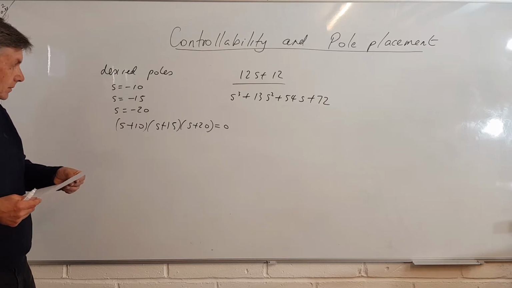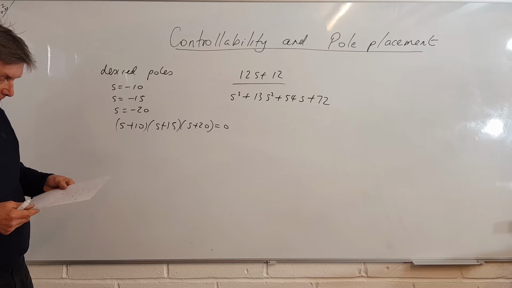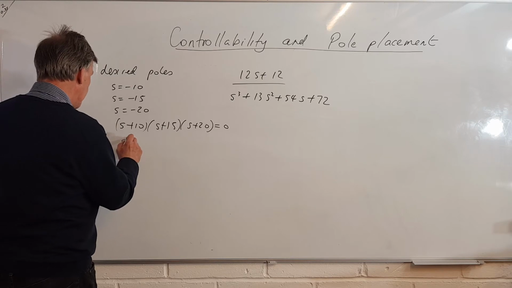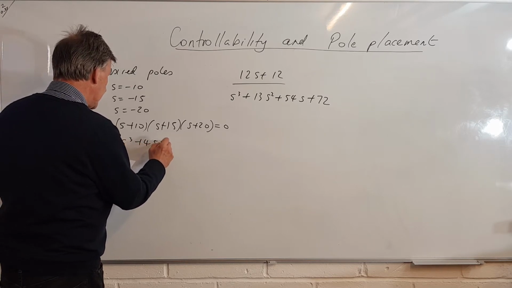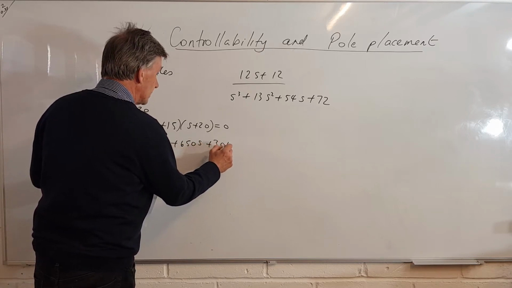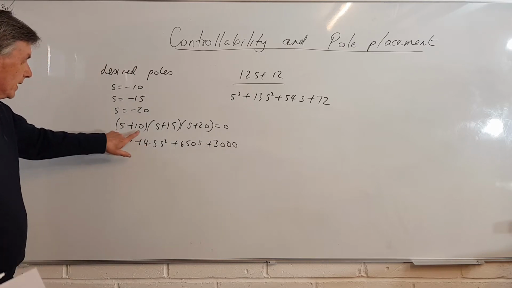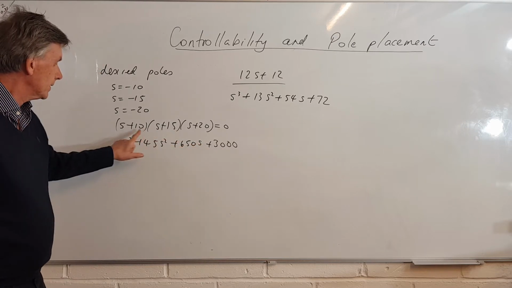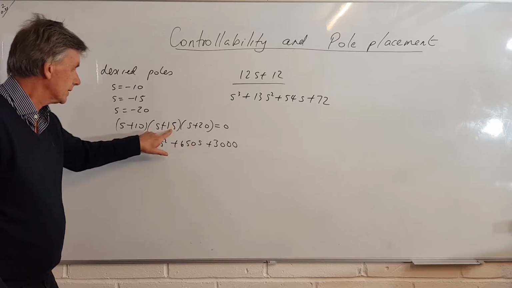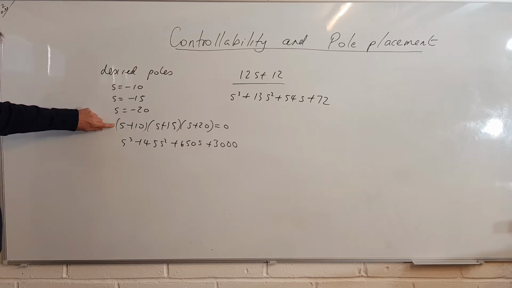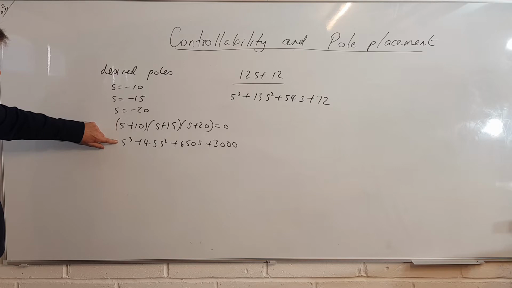And this one comes out as s cubed plus 45s squared plus 650s plus 3000. Can check a few of these. That number there is going to be that plus that plus that. That number there is going to be that times that times that. This one's that times that plus that times that plus that times that. So that's where the numbers come from. So there's our desired poles. Here's our desired poles multiplied in a polynomial factor. Then we actually work them out here.